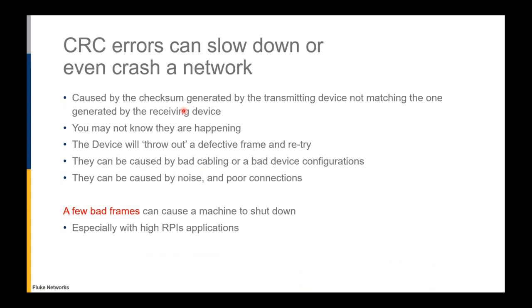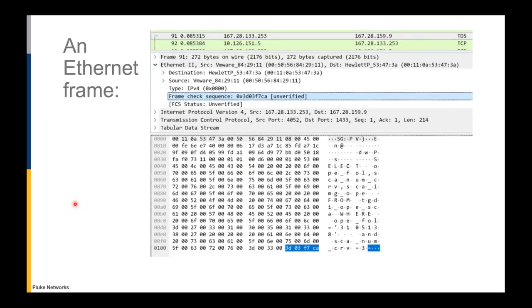And if a frame doesn't get there, it's going to retransmit it. The problem is there's a delay while we're waiting for the retransmission. And if something really important needs to happen during that delay, like you need to shut the line down, that can cause a problem. So technically, the specification of a CRC error is this: it's caused by the checksum generated by the transmitting device not matching the one generated by the receiving device. So let's drill into this a little bit more to understand how they're generated.